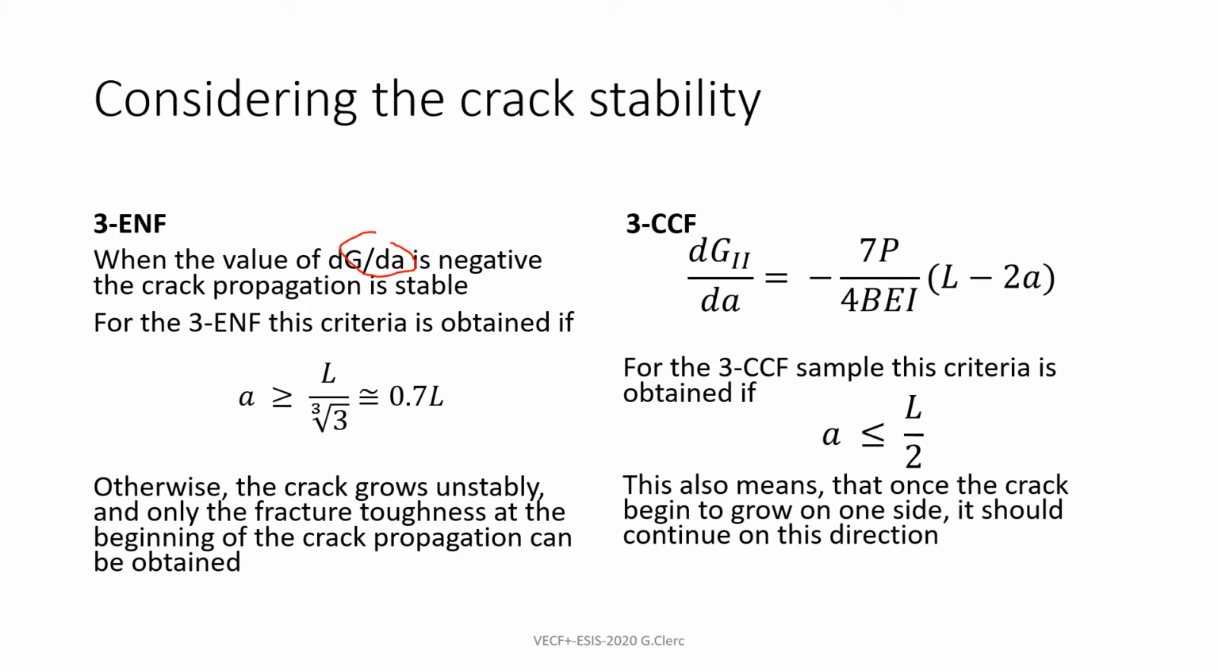Otherwise, the crack will grow unstably, and only the fracture stiffness at the beginning of the crack propagation can be obtained. Now, if we apply the same condition for our CCF sample, then we obtain the condition that the crack should be smaller or equal to half of the length. And that's what I chose for my samples: a crack length which is smaller than this condition.